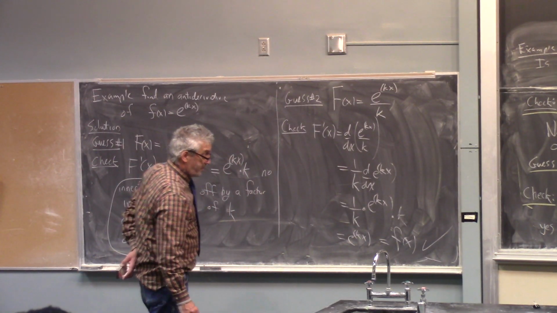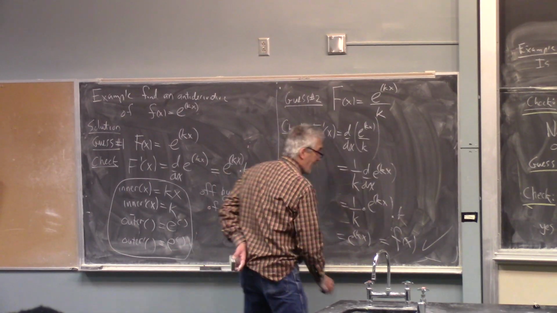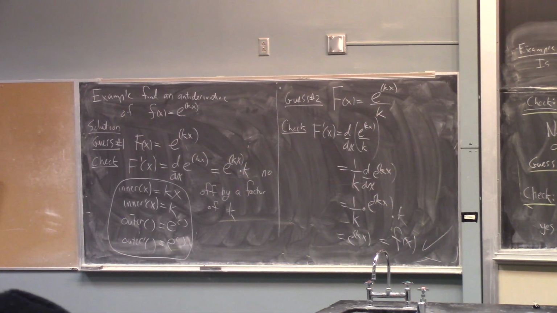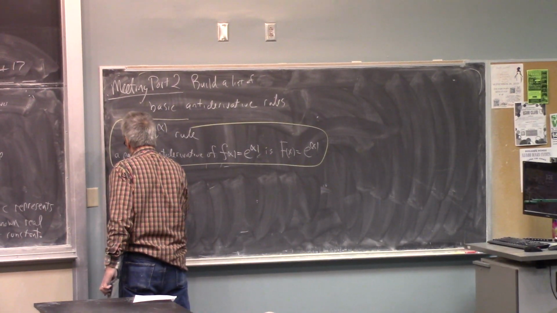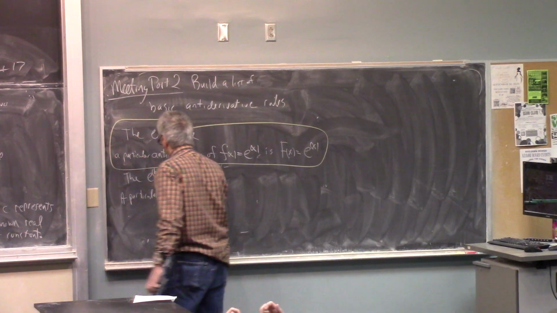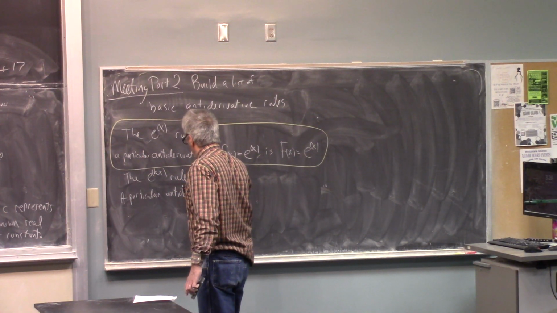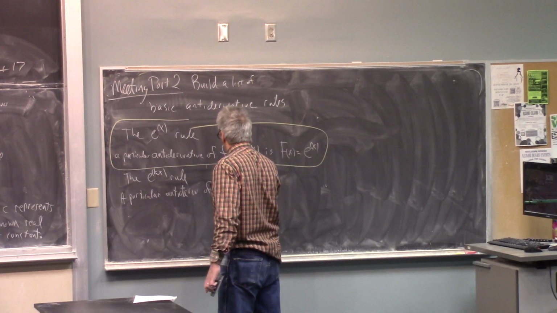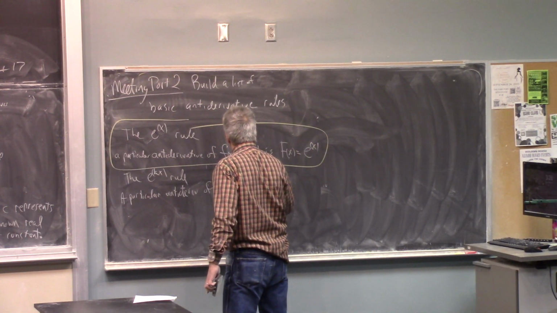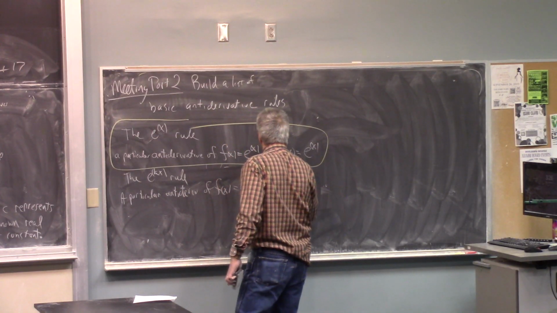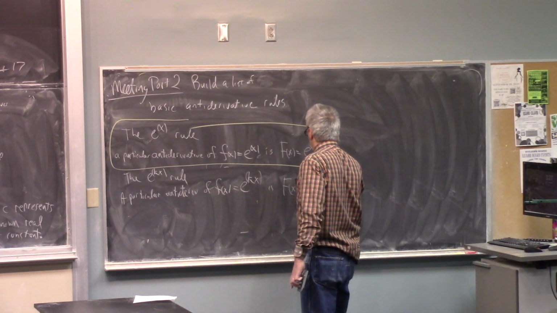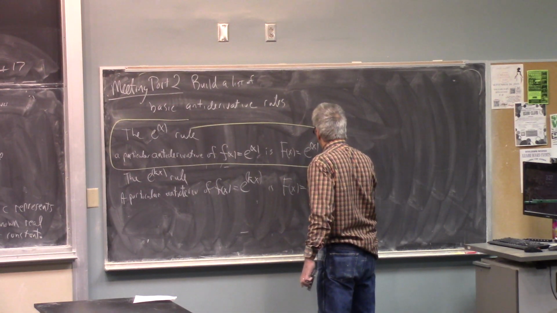So, you can just keep going down your page. I'm going to add this to our list of rules. So, this is the e to the kx rule. A particular antiderivative of little f of x equals e to the kx is capital F of x is again e to the kx, but divided by k.